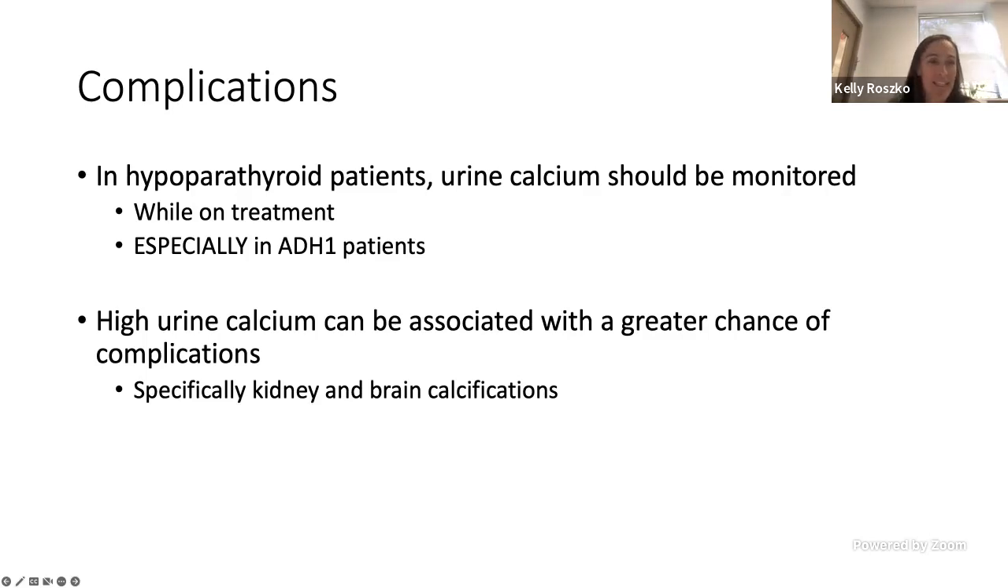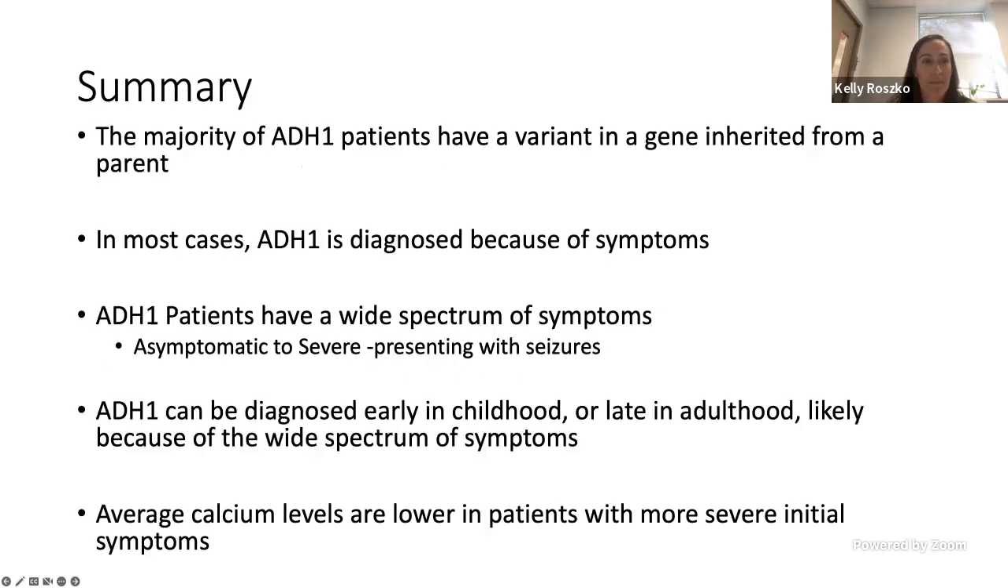So for complications and to avoid them, in hypoparathyroid patients, the urine calcium should be monitored, especially while on treatment, and especially in ADH1 patients, even more so than regular hypoparathyroid patients. The high urine calcium can be associated with a greater chance of complication, specifically kidney and brain calcifications.